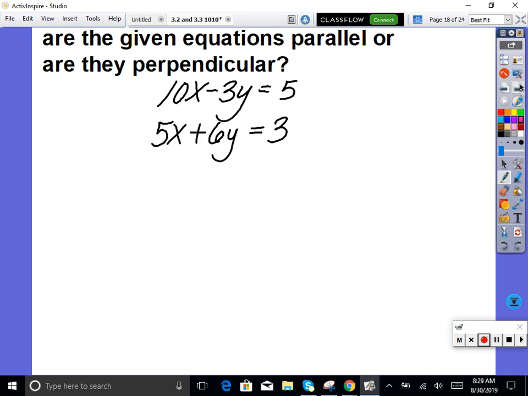Okay, it says, are the given equations parallel or perpendicular? Do we really need to go through it, or would you know what to do? You'd get it into y equals mx plus b form, compare the slopes, right, everybody? If they're the same, parallel. If they're opposite reciprocal, perpendicular. So you could say it is not parallel, it is not perpendicular, because it could be neither. That makes sense, right? Okay, great.